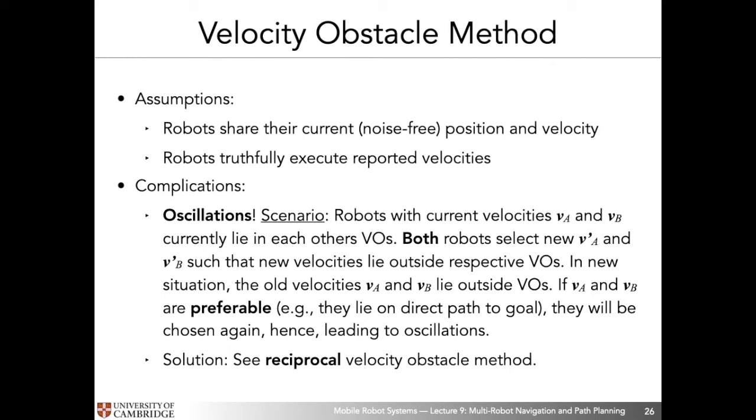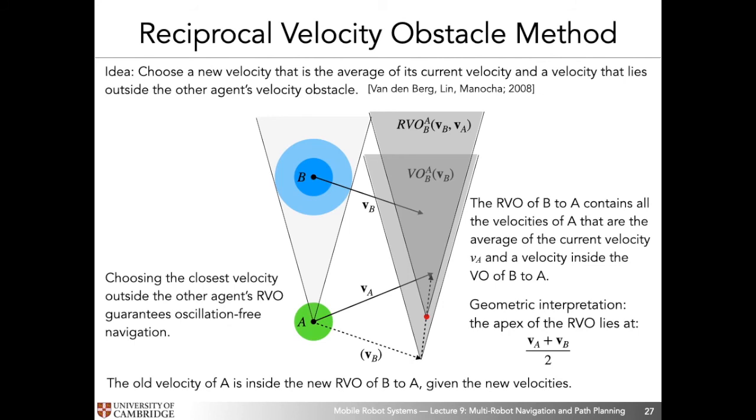And so in order to get around this oscillatory issue, an extension to the basic velocity obstacle method was proposed, and this new method is called the reciprocal velocity obstacle method. So the idea here is that, instead of computing a simple velocity obstacle, we'll compute a new type of velocity obstacle that is called the reciprocal velocity obstacle. And this RVO, what distinguishes it from the velocity obstacle is that it has its apex at the average of the velocity vectors of robot A and B.